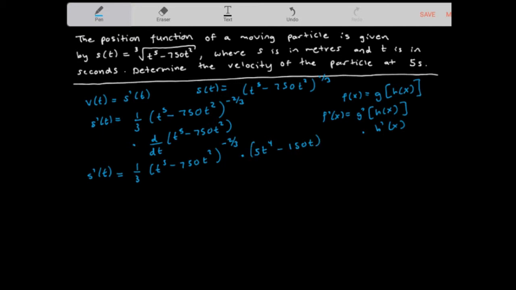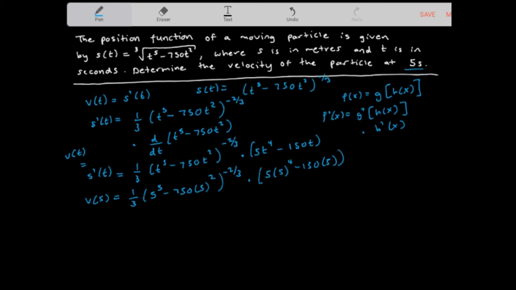Okay. Now we want to figure out the velocity of the particle at 5 seconds. So this is your velocity function, right? You can write here that this is your velocity function, and you want to figure out the velocity at 5 seconds. So if you plug this in, you get 1/3 times 5 to the power 5 minus 750 times 5 squared, to the power negative 2/3, times 5 times 5 to the power 4 minus 150 times 5.